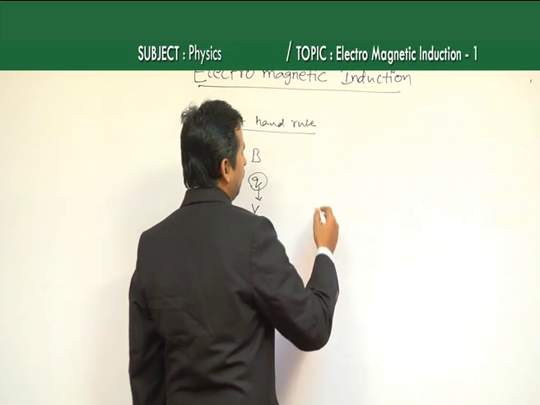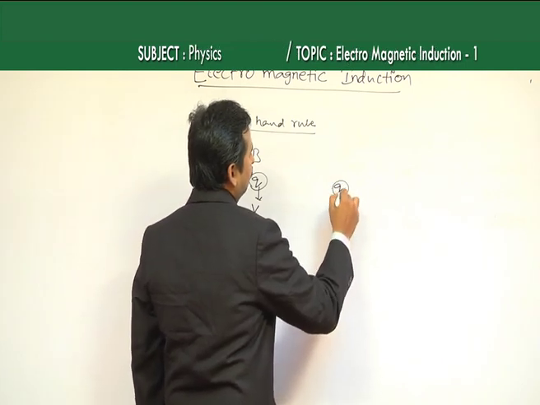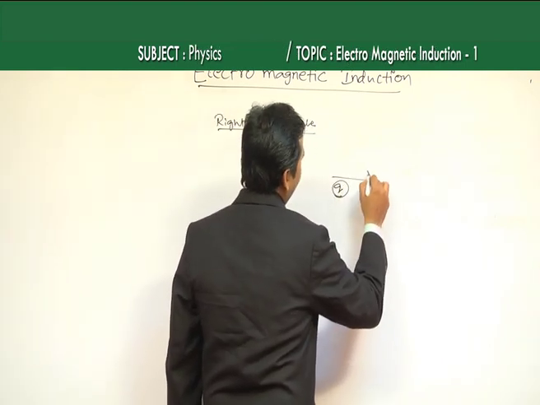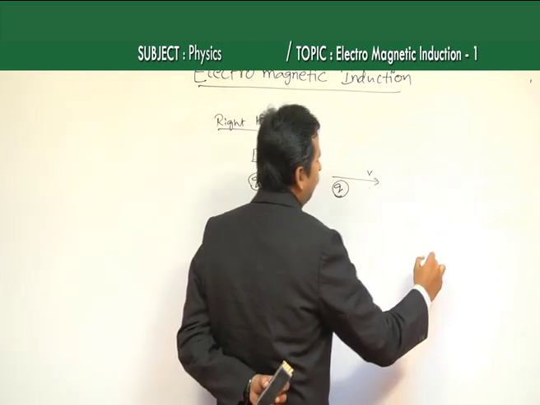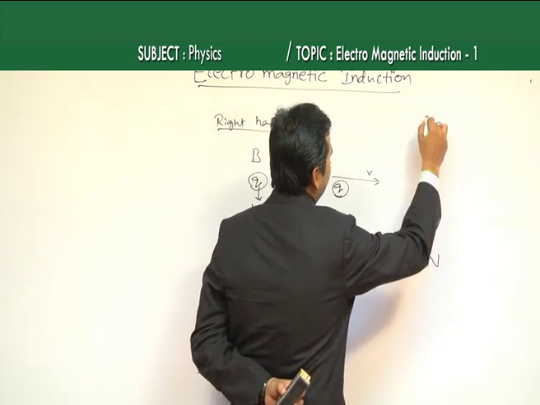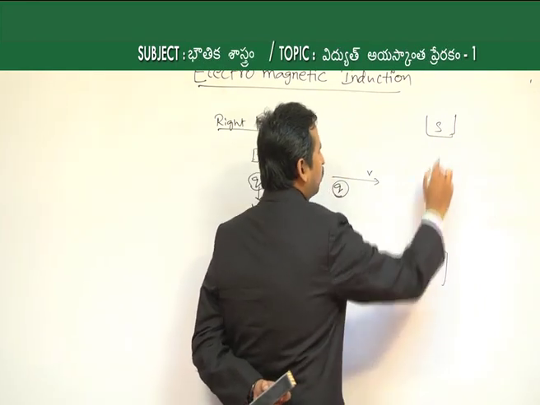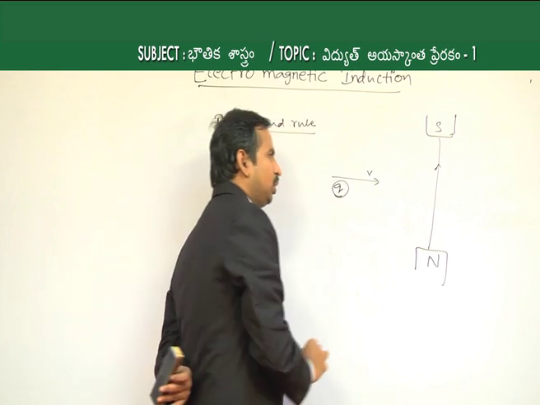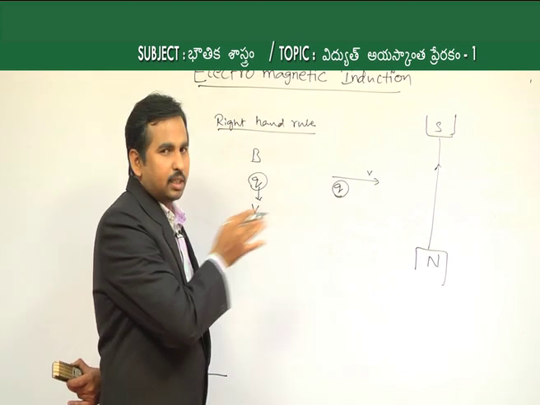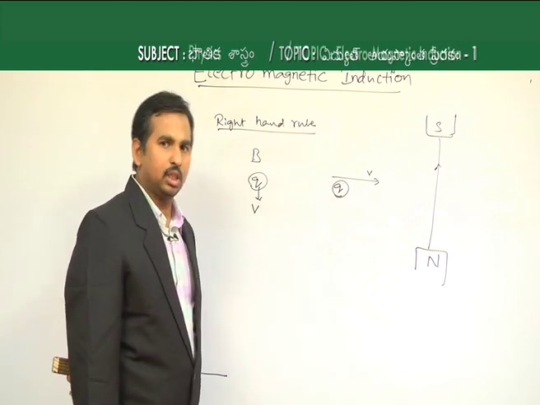For example, like this. Here this is the charge q, which is going in this direction with the velocity v, and we have a north pole and a south pole present like this. Then the magnetic lines of force go upwards like this from north pole to south pole, which means the charge is coming perpendicular to that.